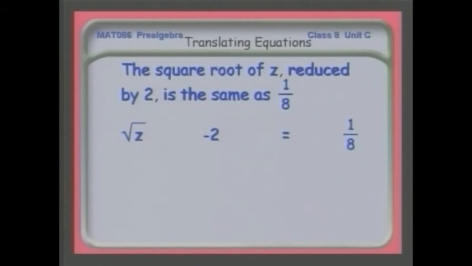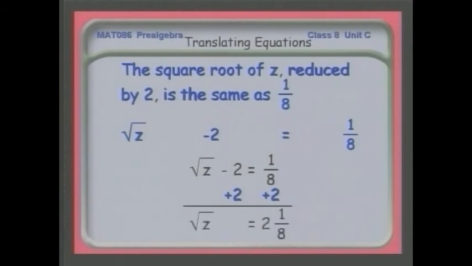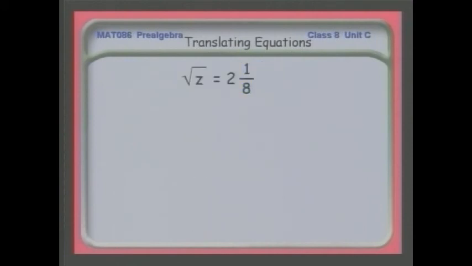Now I can continue. I have an equation. The square root of z minus 2 equals 1/8. What I would like to do is get the square root of z by itself on one side of that equation. I add 2 to both sides of it. The square root of z is equal to 2 plus 1/8, or 2 and 1/8. When I have this, and I notice I have a square root of z, I need to multiply both sides by itself.